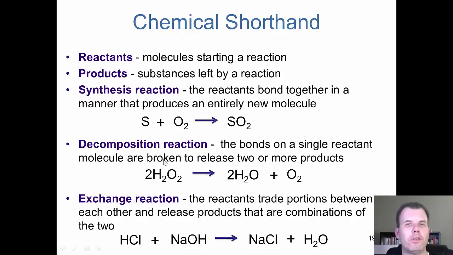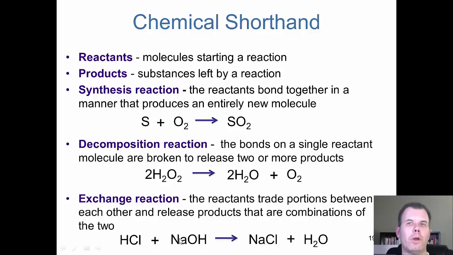A decomposition is just the opposite. When you have one reactant and two products. And so you can look at the number of these things. And so synthesis and decomposition, or a lot of times you might see it decompose or some other degradation. These different types of words mean all the same things, where you get basically two or more products.